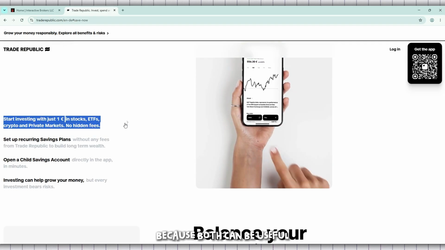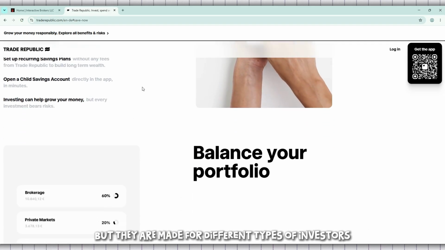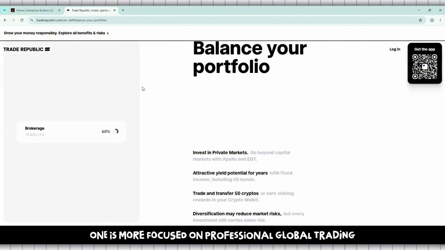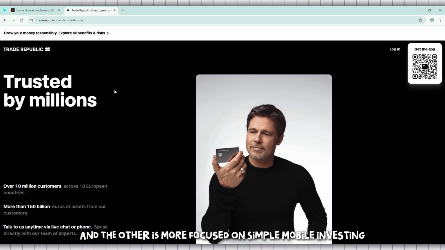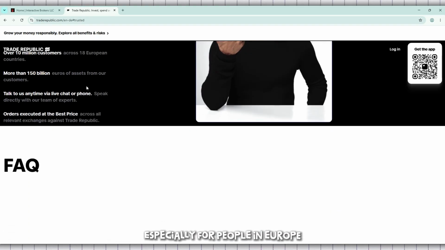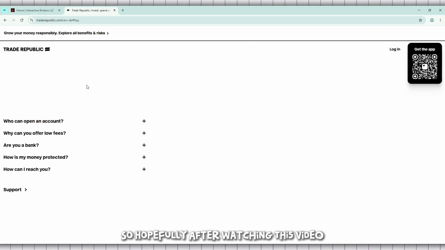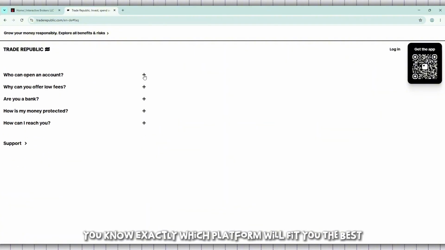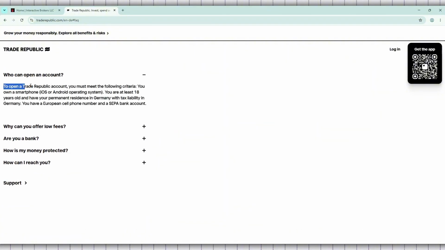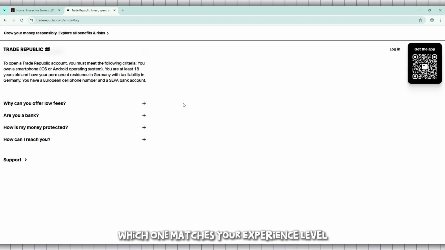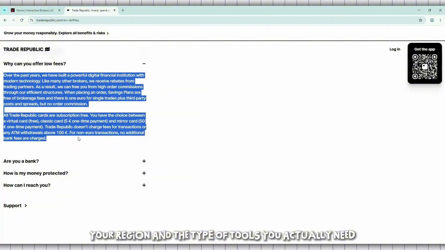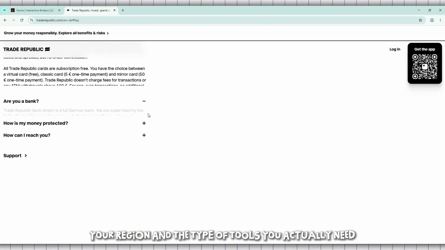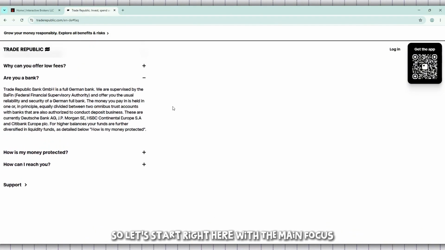Because both can be useful, but they are made for different types of investors. One is more focused on professional global trading, and the other is more focused on simple mobile investing, especially for people in Europe. So hopefully, after watching this video, you know exactly which platform will fit you the best. The goal is to help you understand which one matches your experience level, your investing style, your region, and the type of tools you actually need. So let's start right here with the main focus.